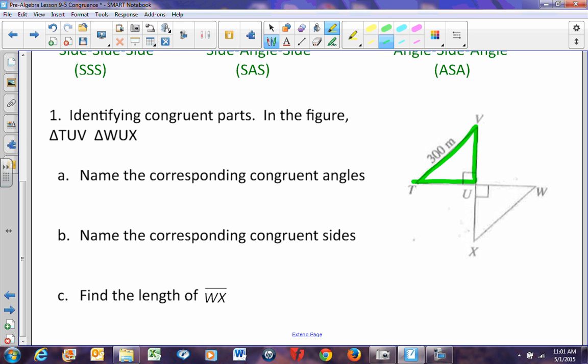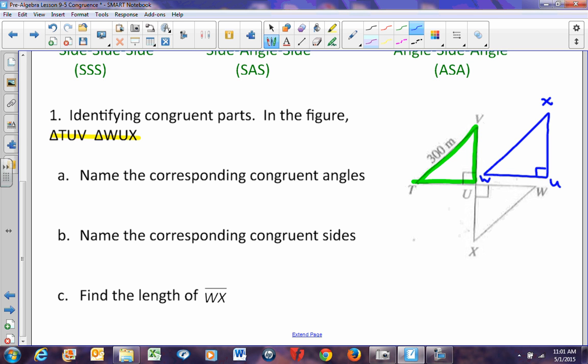What I would do is I would draw another triangle next to it, same direction, okay, like this, because it says right over here that TUV is congruent to WUX. So if TUV is congruent to WUX, this would have to be W, this would have to be U, and this would have to be X. So there I have my two figures.